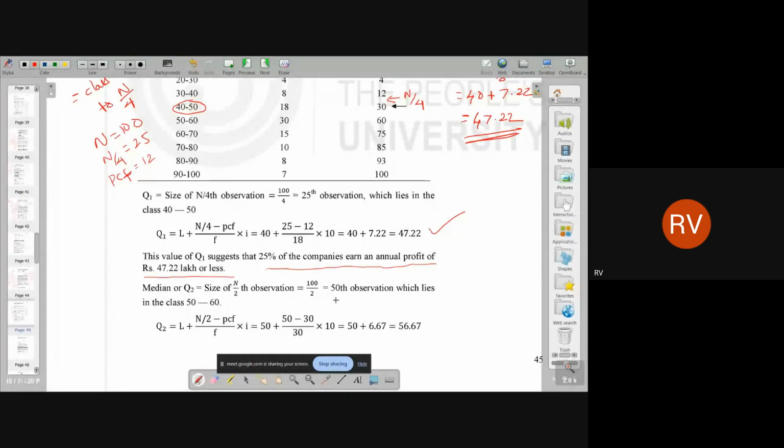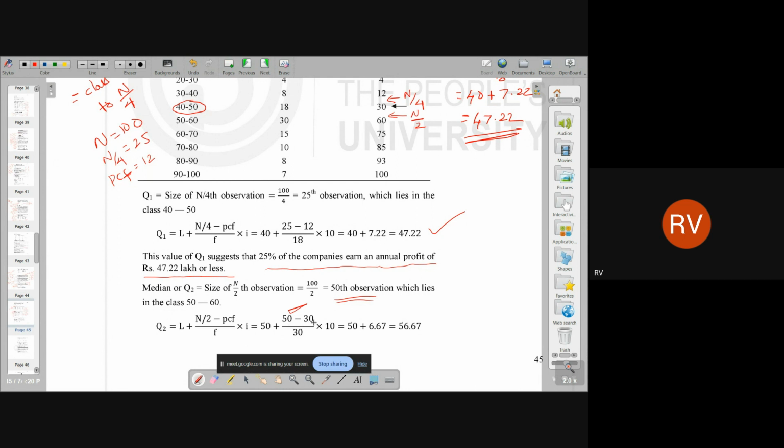Then Q2 is equal to the median. We have already found out how to find the median. Q2 is equal to L plus N by 2 minus PCF by F into I. The median class is the class corresponding to N by 2. N by 2 is 50.